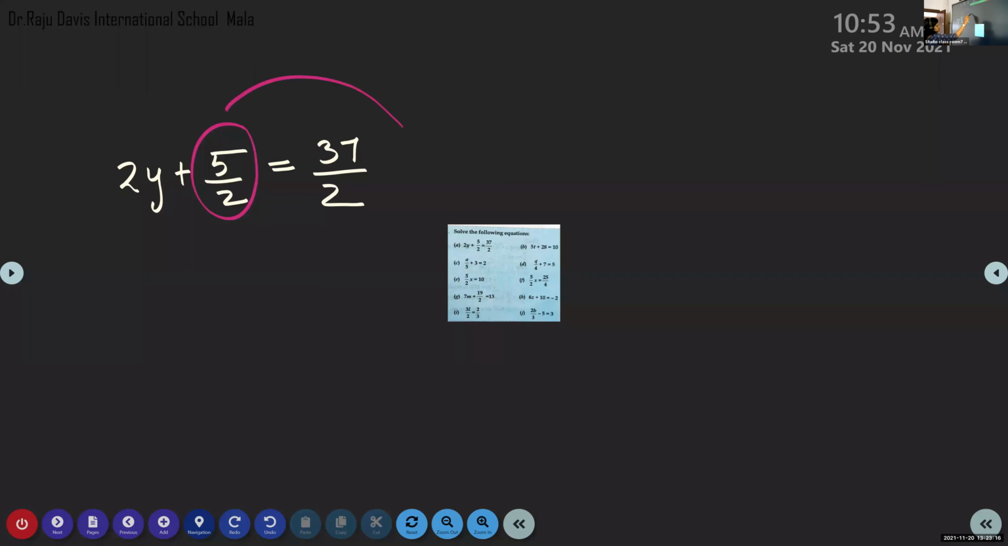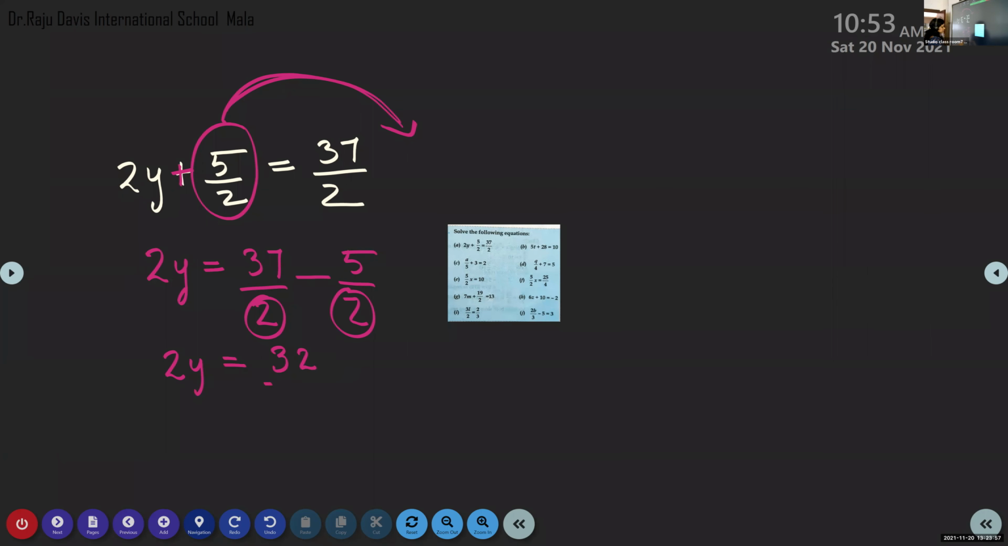So I will transpose this to the right side. On the left side, what is there? 2y only. I am transposing 5 by 2 to the right side. 37 by 2 is already there, write that. Since it is plus here, it will become minus 5 by 2. Now you subtract, because the denominators are the same, like fractions. So simply we can subtract the numerators. So 2y is equal to 37 minus 5, that is 32 by 2.